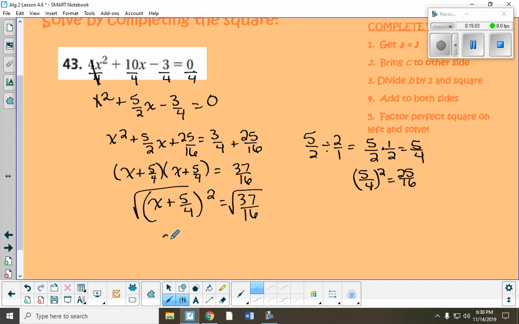So we'll take the square root, will be plus or minus. And now when we take the square root of 37, that's the square root of 37. When we take the square root of 16, that's just a plain 4. So lastly, we need to subtract 5/4 from both sides. So x equals negative 5/4 plus or minus the square root of 37 over 4.